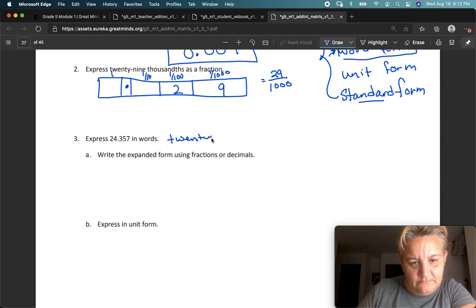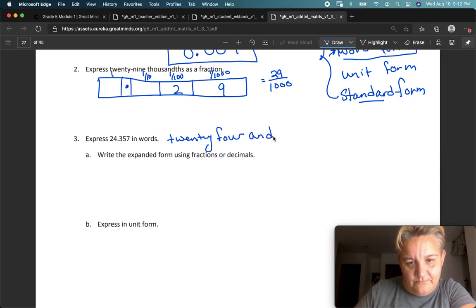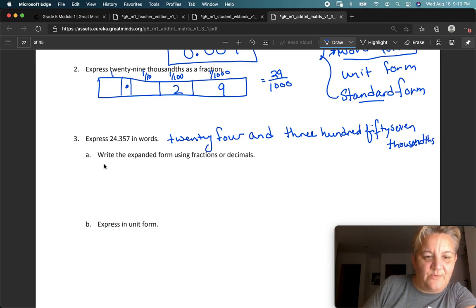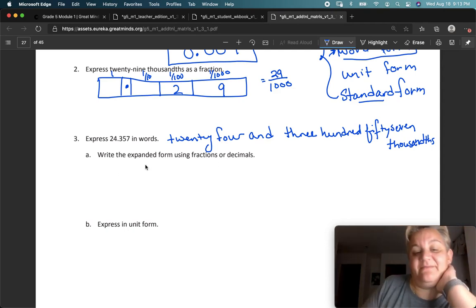24 and 357 thousandths. Okay, now write the expanded form using fractions or decimals. Okay, so now we're going to write in fractions or decimals.